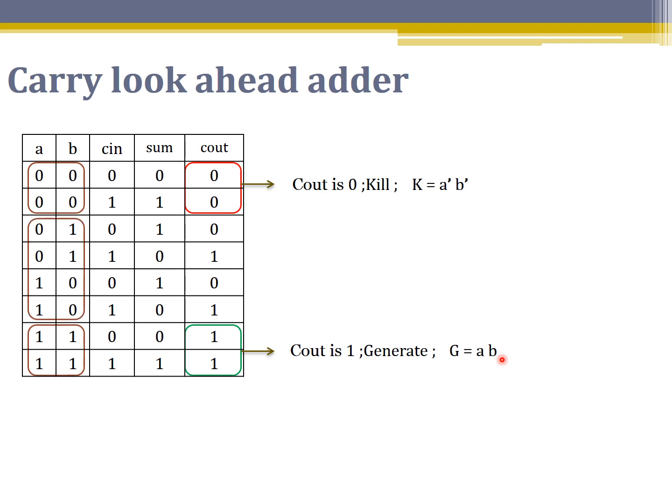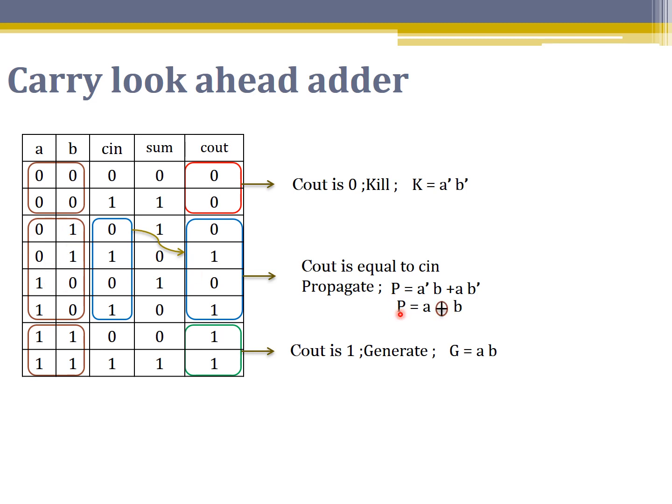For the rest of the cases, when A is not equal to B, we can observe here A is 0, 1 and B is 1, A, B are different in all the cases here. So when A and B are not the same, we can note that whatever is the Cin, the same value is propagated to the cout value. So we can say here in this case, the carry out cout is equal to the carry in, or the carry in is propagated to the carry out, and we can define a propagate signal as A bar B plus A B bar, which is nothing but P is equal to A XOR B. So we have defined two important signals, the propagate and the generate signals here.